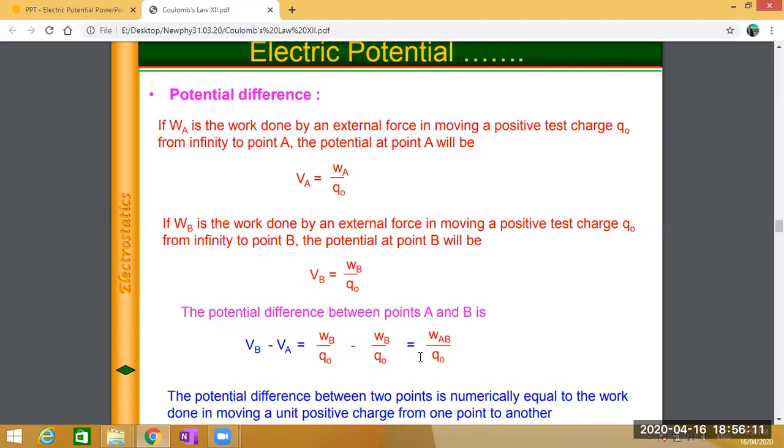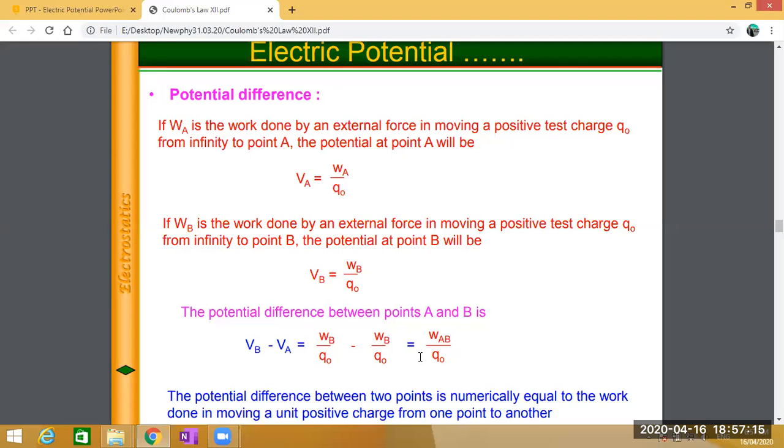So consider, if WA is the work done by an external force in moving a positive test charge Q naught from infinity to point A in the given field, then the potential at A will be VA equal to WA upon Q naught. Say this is equation one. Now, if WB is the work done in moving a positive test charge Q naught by an external force from infinity to point B, then the potential at B will be given as VB equal to WB upon Q naught. Now, the potential difference between points A and B is given as the amount of work done in moving a unit positive charge from point A to point B.